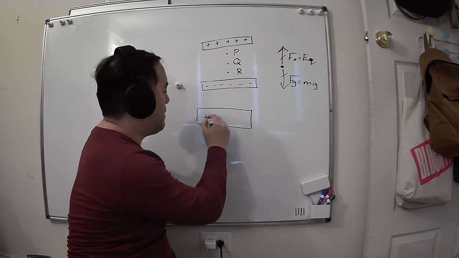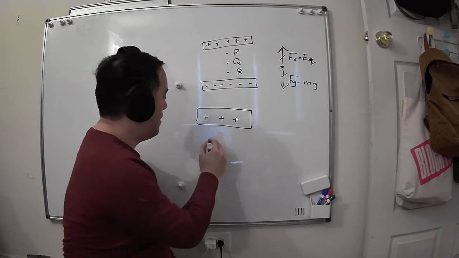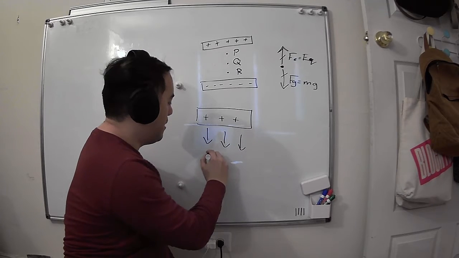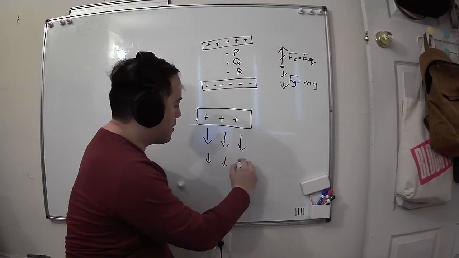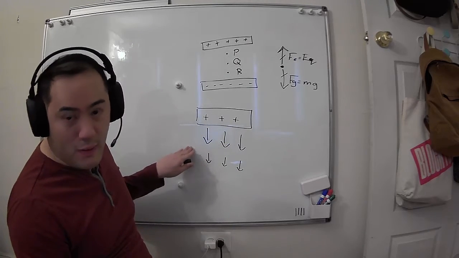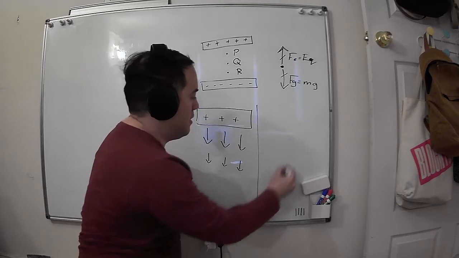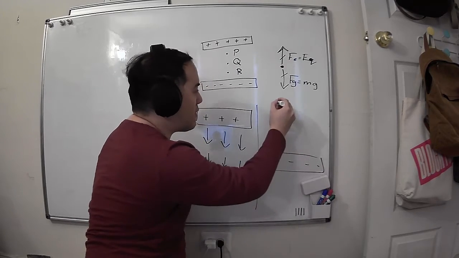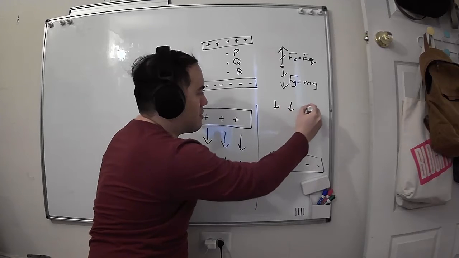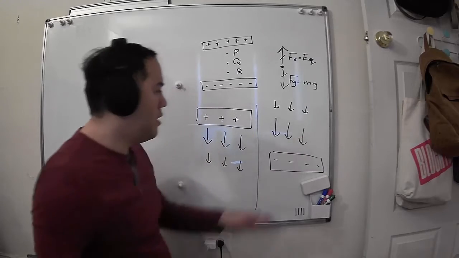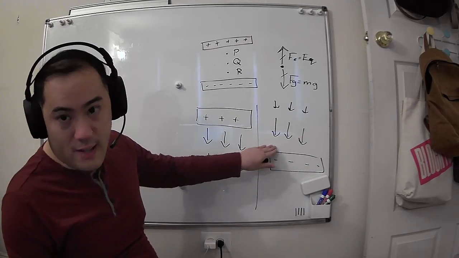If I have just a positive plate, I'll have the strongest field close to it. Then it'll get weaker and weaker and weaker. This is not a constant electric field. That's not what we want. If I have just a negative plate, I'll have a weak field, weak field, weak field, then stronger, stronger, stronger field. Also not a constant field.